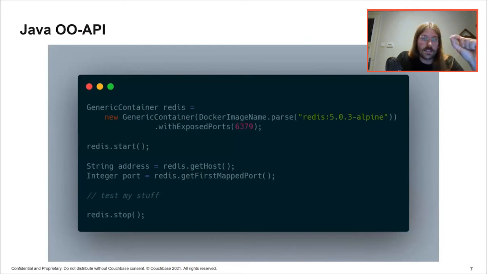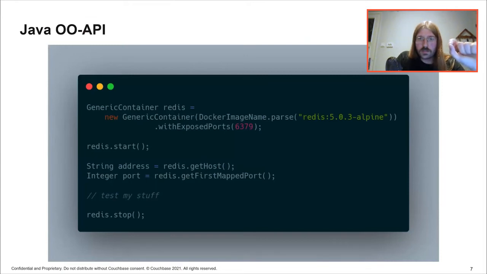So instead, what Testcontainers does, it uses the Docker publish port feature. This will just map it on a free port, and then it provides an API that you get the actual mapped port after the container has started. Similar thing with the call to get host.